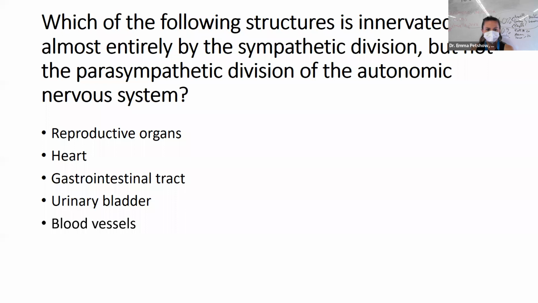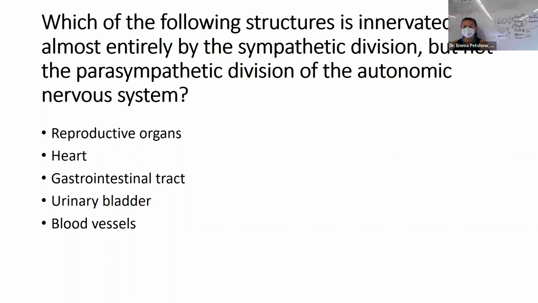All right. Which of the following structures is innervated almost entirely by the sympathetic division, but not the parasympathetic division of the autonomic nervous system? So which one is innervated entirely by the sympathetic division, but not the parasympathetic division? If you had to choose. This is the opposite of what we want, because we want it to be what's innervated almost entirely by the parasympathetic division, and we choose the gut, right? That's not the case. So let's think about this.